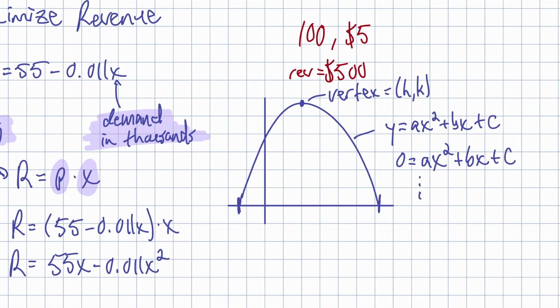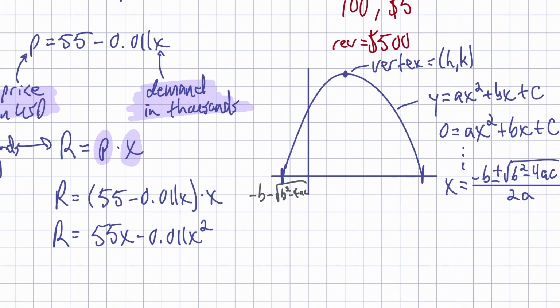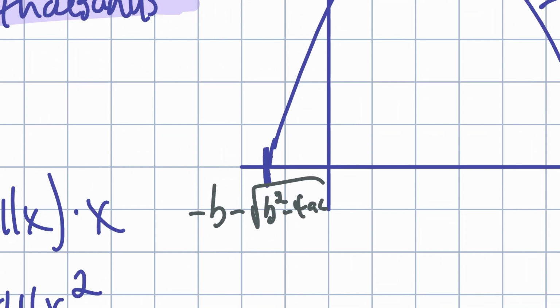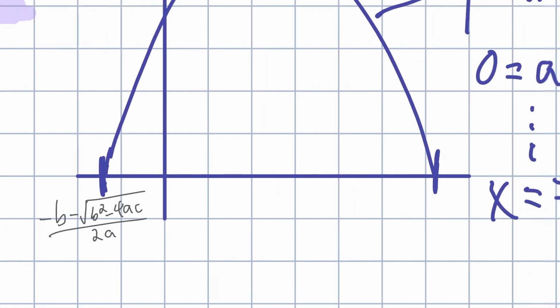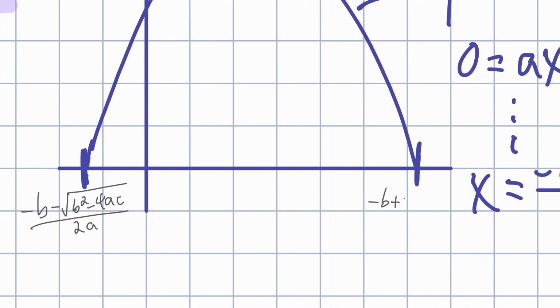And then by using the quadratic formula, x equals negative b plus or minus the square root of b squared minus 4ac all over 2a. This is going somewhere, I promise. So this one over here, on the left, is negative b minus the square root of b squared minus 4ac. It's getting hard to read, let me rewrite that. This is negative b minus the square root of b squared minus 4ac all over 2a. Okay, and then this one is negative b plus the square root of b squared minus 4ac all over 2a.